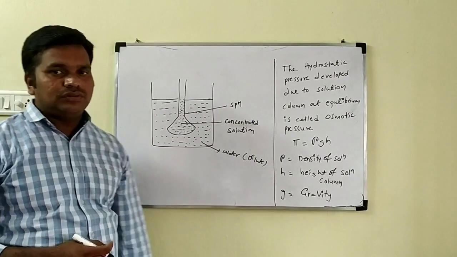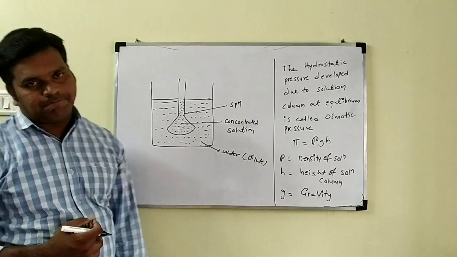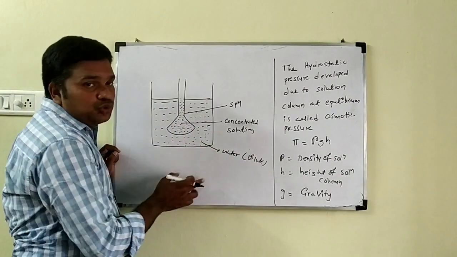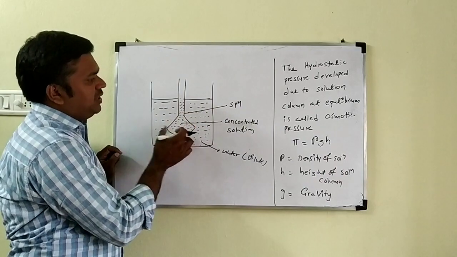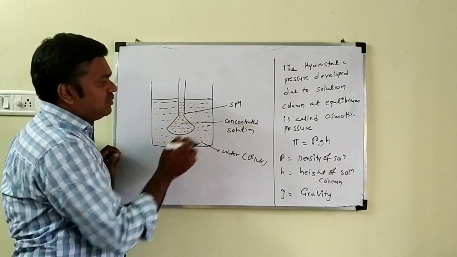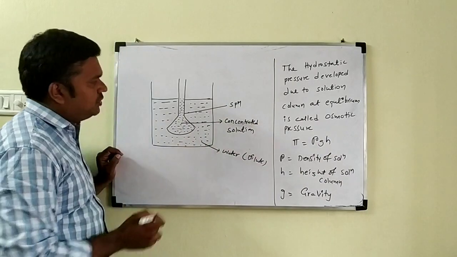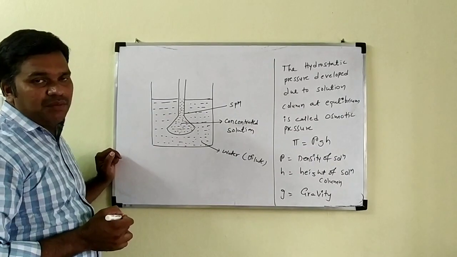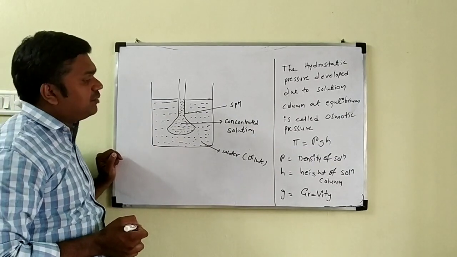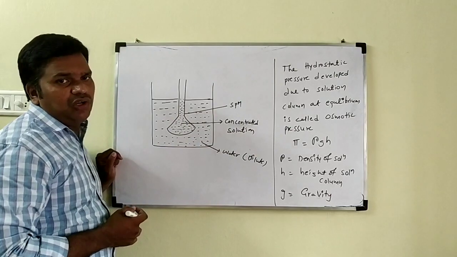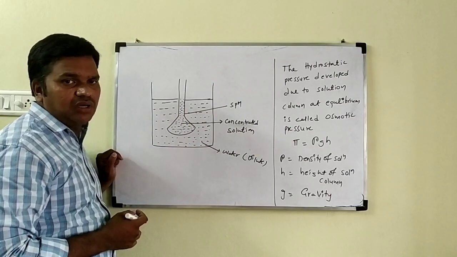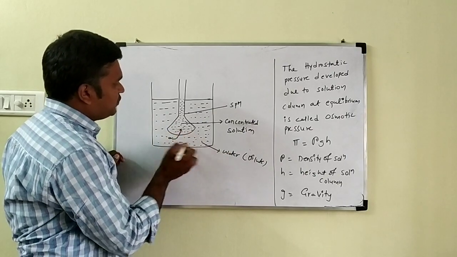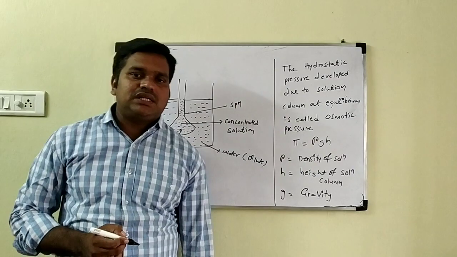Let us see one more diagram, like osmosis. We take one container with water, which is a dilute solution, and in this beaker I am taking a concentrated solution. Inside the beaker we have the concentrated solution. This part we call SPM, that is a semi-permeable membrane. Now what happened here? The spontaneous flow of solvent molecules takes place from the dilute solution to the concentrated solution. Here the spontaneous flow of water molecules takes place from the dilute solution to the concentrated solution.